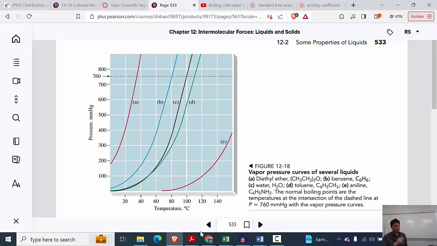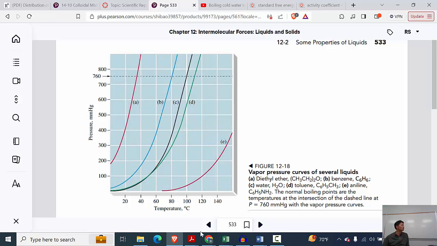And from the vapor pressure curve, we can easily get the boiling point of water. So let's say we're under normal atmospheric pressure, 760 millimeters of mercury. In order to get water to boil, the vapor pressure of water has to equal atmospheric pressure. So if atmospheric pressure is 760, then the vapor pressure of water must equal 760.